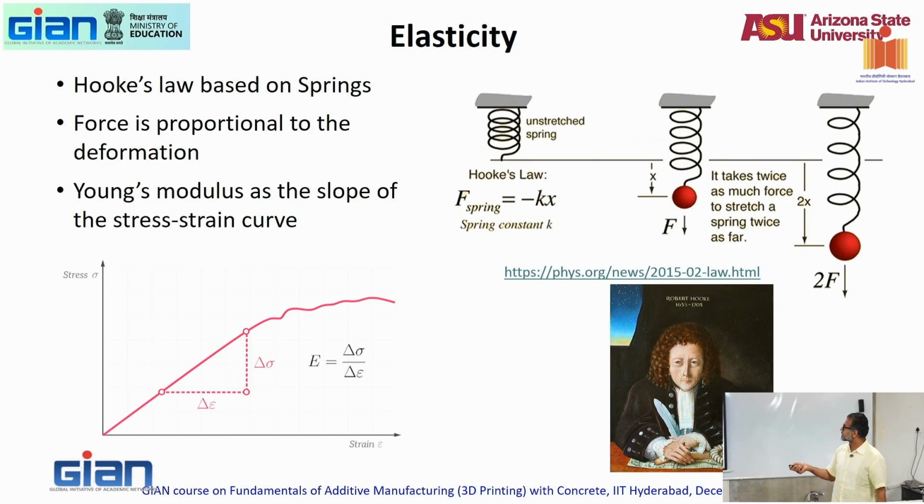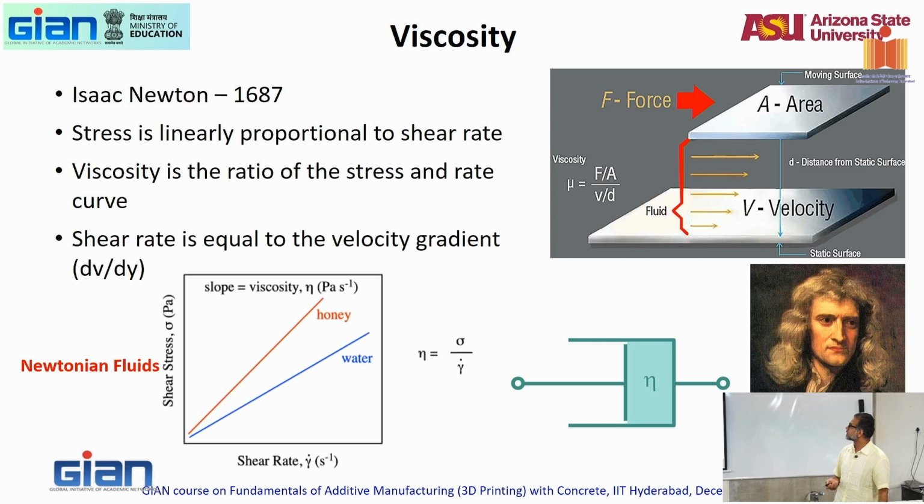So this is elasticity, Hooke's law based on the spring. So that is Hooke. Force is proportional to deformation, with Young's modulus as the slope. Very similarly, Newton proposed that stress is linearly proportional to shear rate. Shear rate is the term that we commonly use. It is actually shear strain rate. The reason why it is shear rate is basically the velocity gradient. Velocity is distance over time. Therefore, time is already a rate here, correct? Therefore, a velocity gradient is a shear strain rate.